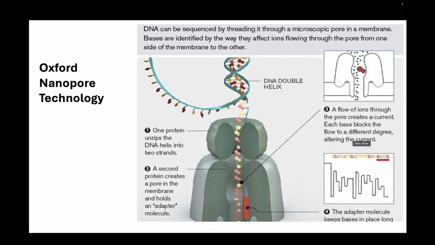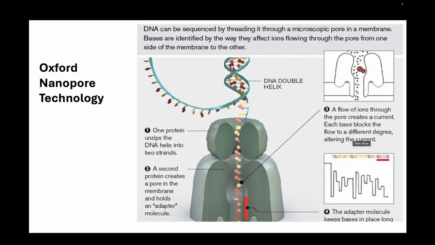Depending upon the base present here, A, T, G, or C, the blocking of this current will vary from base to base. So this is the output that you get, the variation of current, and each variation is a signature of what base is present at that position. It sends a current through the pore and checks how much of the current is getting blocked off. Depending on how much is blocked off, it will assign a particular base to that particular sequence.